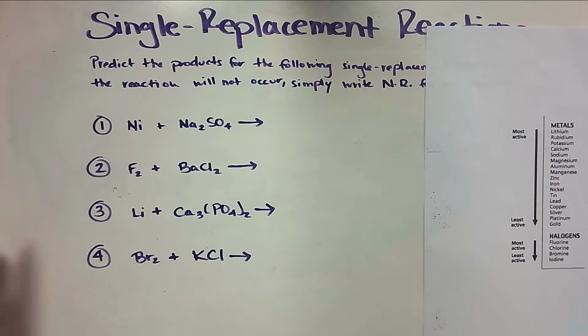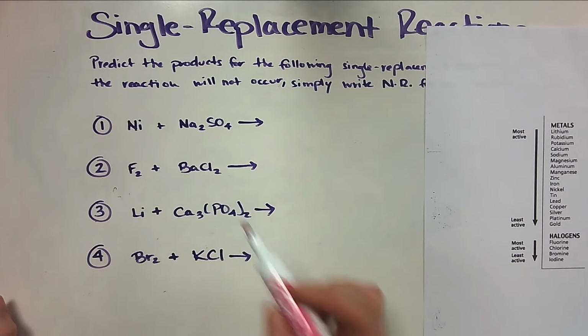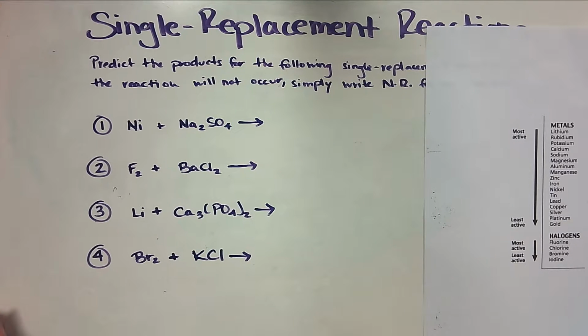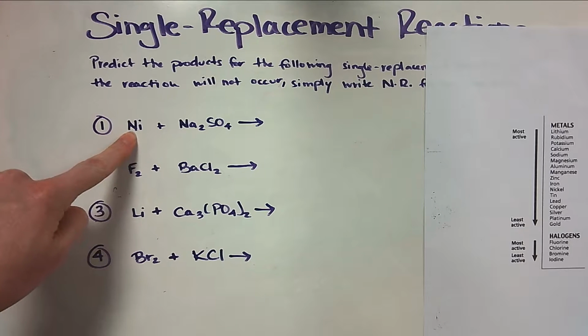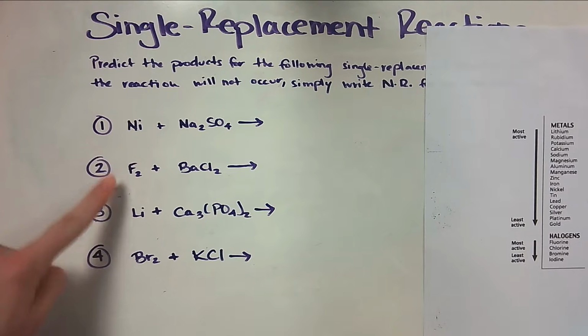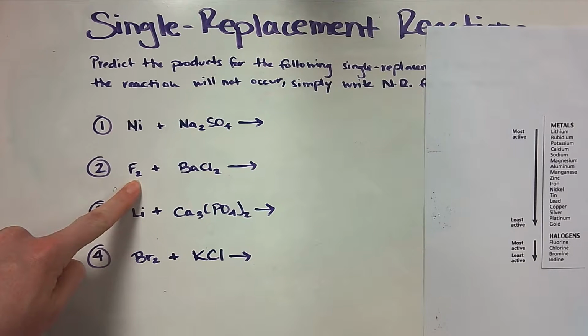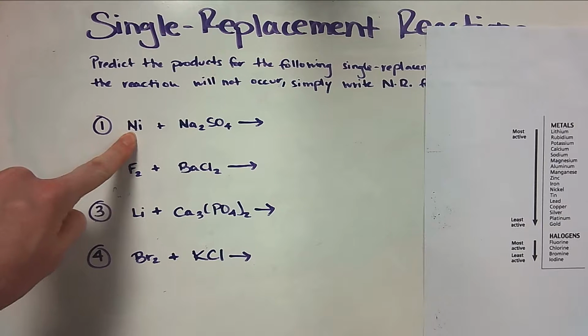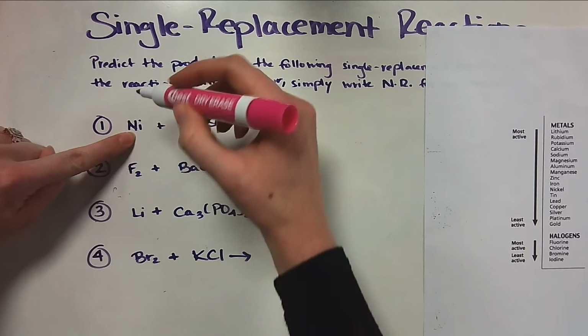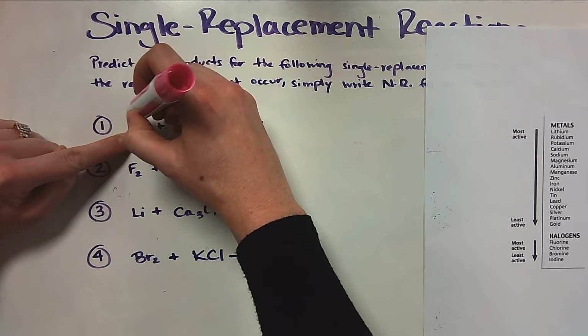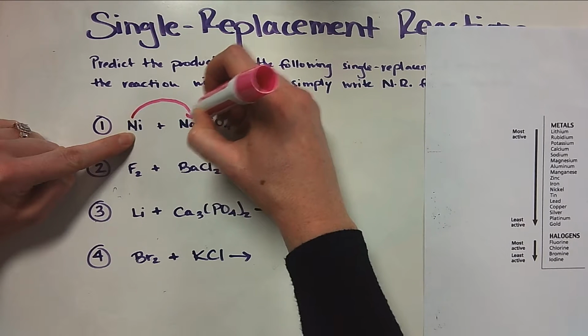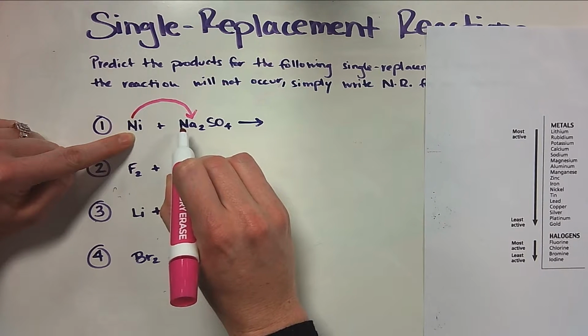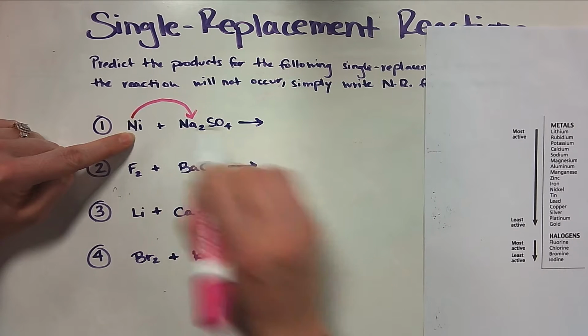All right, number one, we have nickel plus sodium nitrate. First and foremost, there are two types of single replacement reactions, where your first element out front is a metal or the element is a halogen. So we first need to identify what type we have, and nickel is a metal. So in this type of single replacement reaction, we're going to see if nickel will replace sodium, which is the metal in our ionic compound.